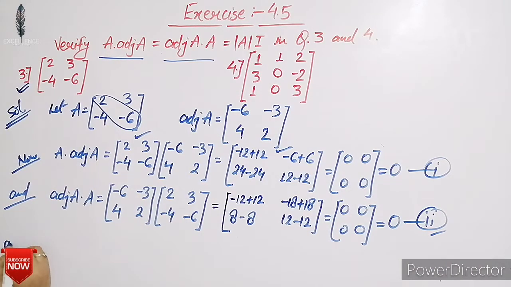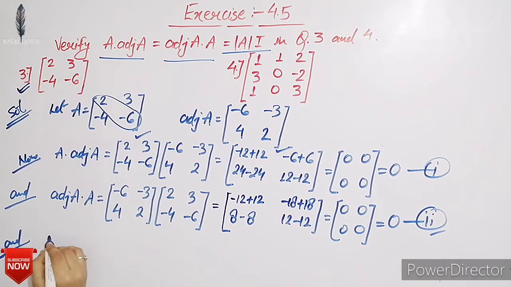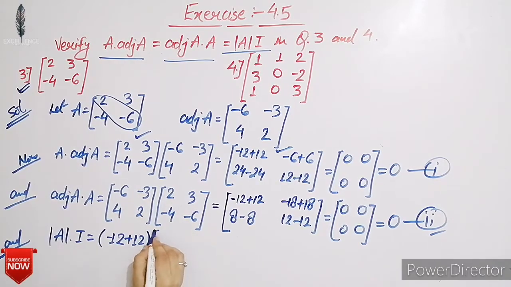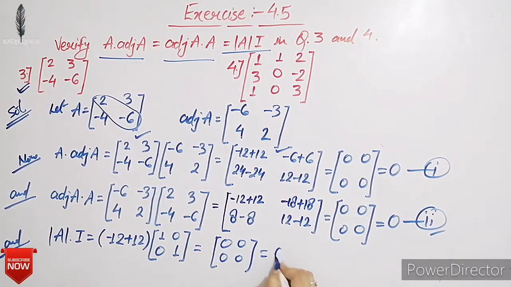And last we have mod A, that is determinant of A into I. So here determinant of A is equal to easily minus 12 plus 12 into I, that is identity matrix of order 2, 1, 0, 0, 1. Simply minus 12 plus 12 is 0. So here we have 0, 0, 0, 0 is equal to null matrix. Let it be equation third.